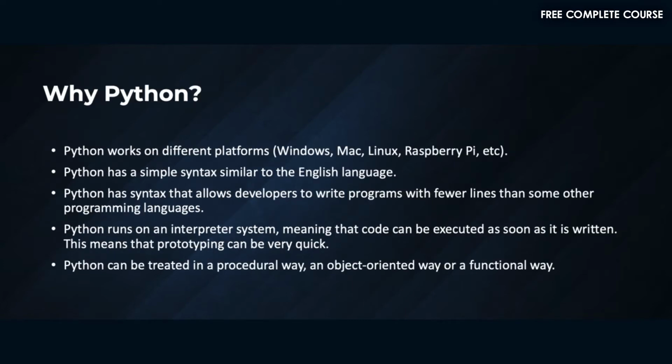Why Python? Python works on different platforms, so Windows, Mac, Linux, Raspberry Pi, etc. Python has a simple syntax similar to the English language. Python has syntax that allows developers to write programs with fewer lines than some other programming languages. Python runs on an interpreter system, meaning that code can be executed as soon as it is written. This means that prototyping can be very quick. Python can be treated in a procedural way, an object-oriented way, or a functional way.